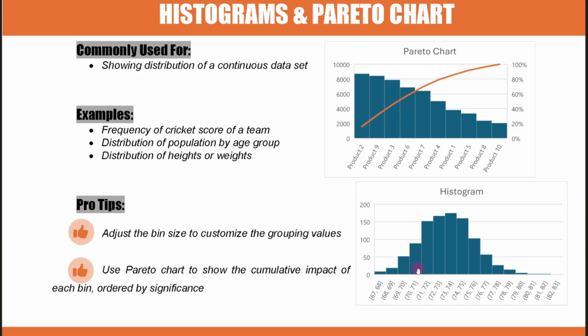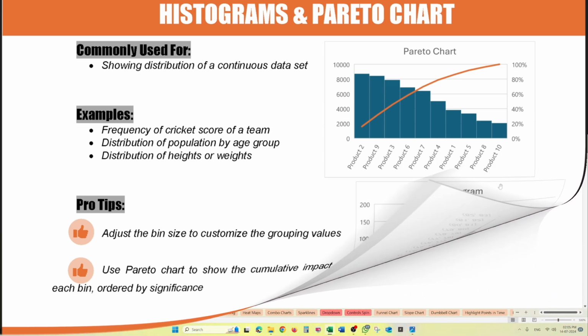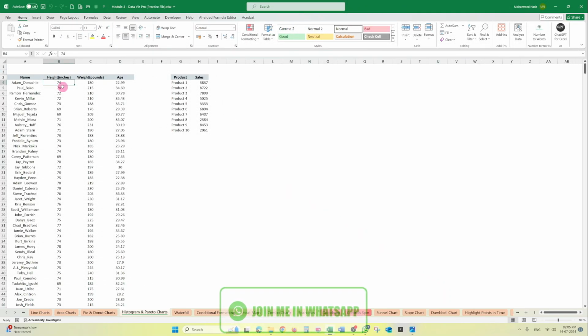Now let's understand this Pareto chart and histogram chart practically in Excel with the help of one example. So here we have a data. In this data, these are the names of the people living in that village or in that town, and this is the height of each person. Here we also have some data on their weights and age, and we have another table that is product and sales. So we'll be looking at each table separately for Pareto and histogram charts.